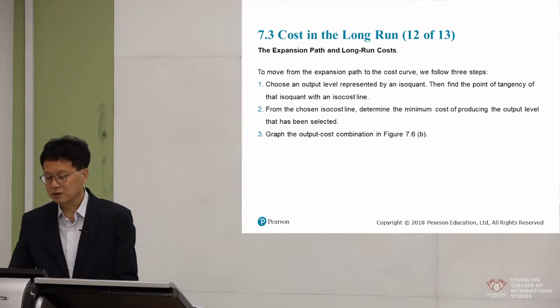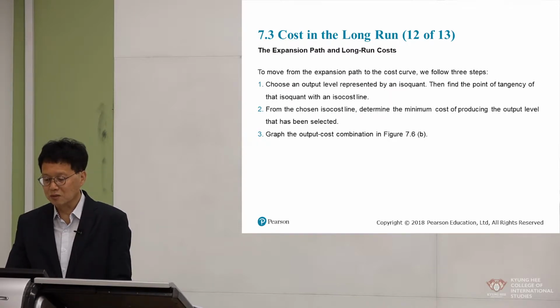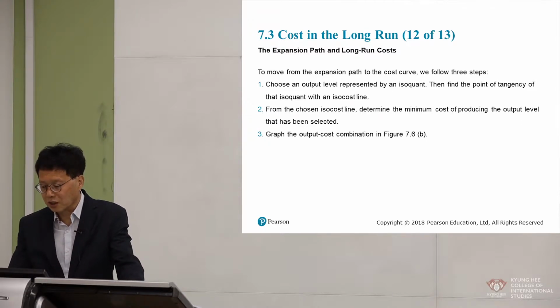The expansion path and long-run cost. To move from the expansion path to the cost curve, we follow three steps. One, choose an output level represented by an isoquant, then find the point of tangency of that isoquant with the iso-cost line. Two, from the chosen iso-cost line, determine the minimum cost of producing the selected output level. Three, graph the output-cost combination in figure 7.6.